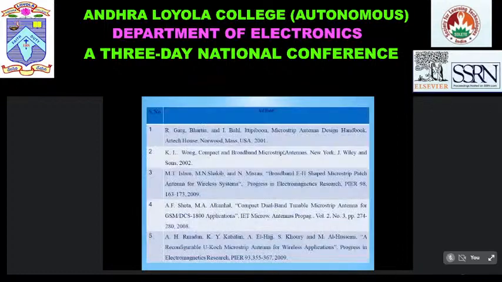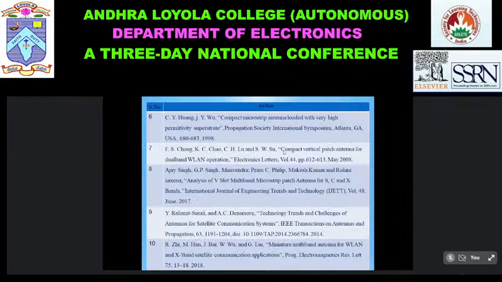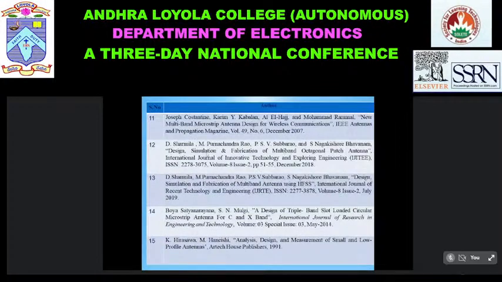This is the research literature survey. These two are my previous work: design, simulation, fabrication of multiband octagonal patch antennas. These two are single and dual octagonal ring slot antennas.